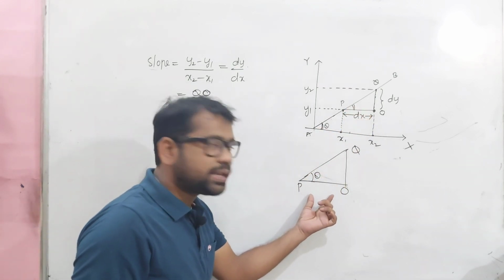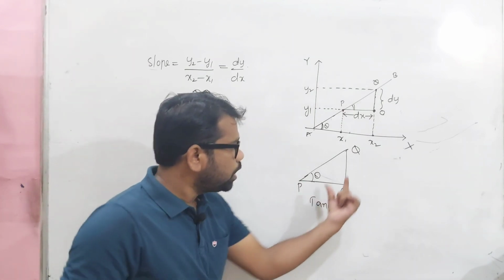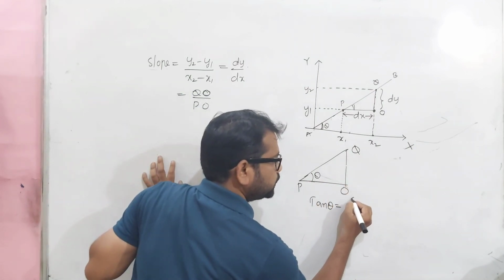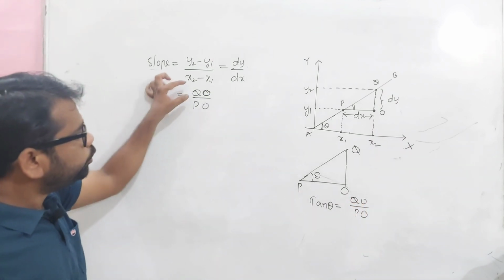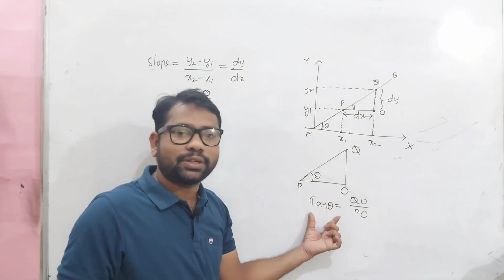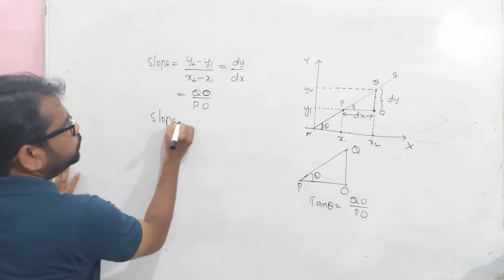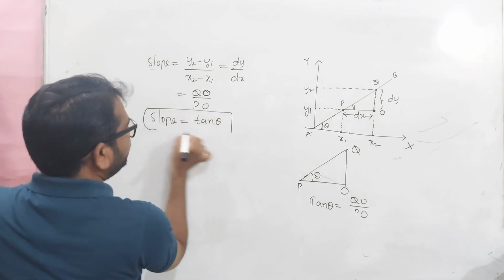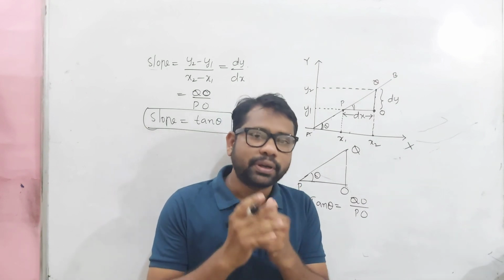Dear children, from this graph, what can we write for tan theta? Tan theta is equal to opposite side by adjacent side. It's very, very important. Tan theta is equal to QO by PO. So, in the place of QO by PO, it is actually tan theta, which means slope is equal to tan theta. By finding the tan theta, we can find the slope of that particular graph.